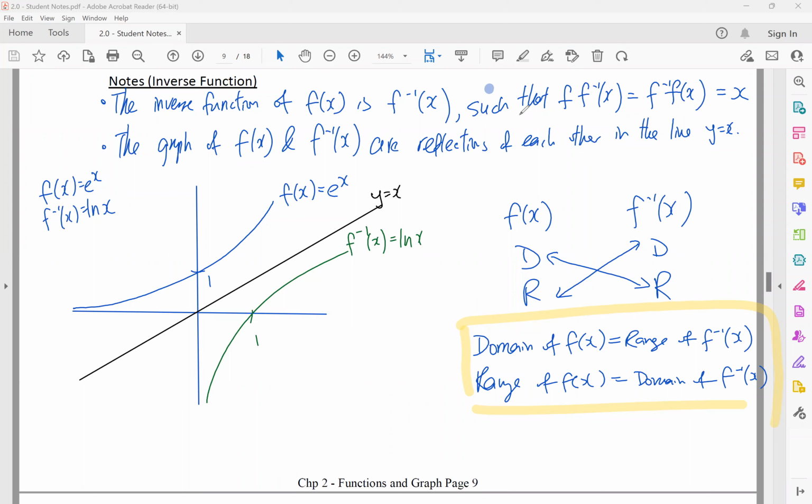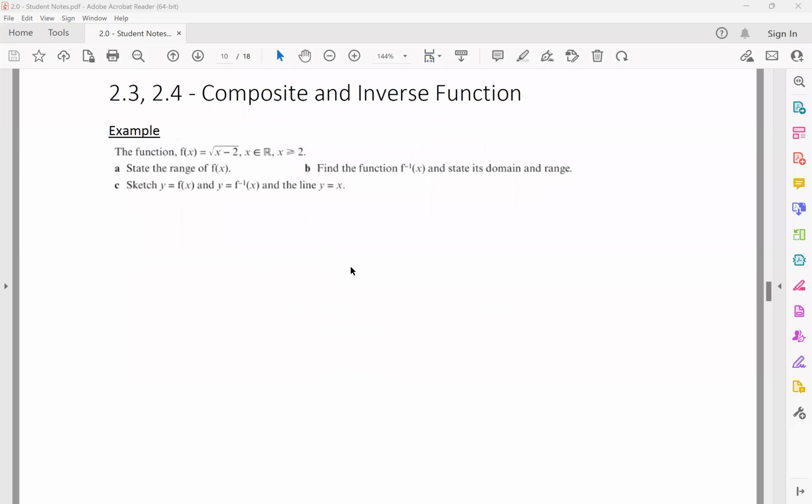Moving on, let's look at an example. The function f of x equals the square root of x minus 2. Now remember that originally that would be a one-to-many graph, because if you remember, the square root x graph looks like this. And we talked about there being a one-to-many, which is not a mapping function.